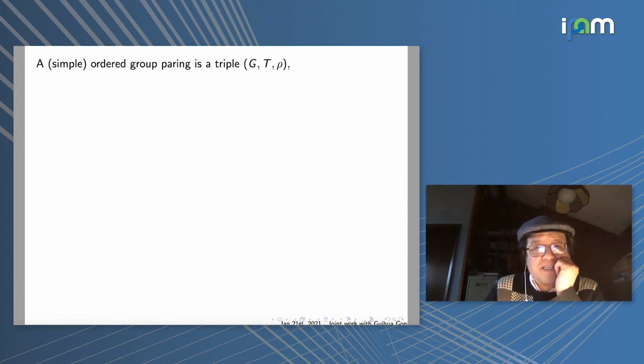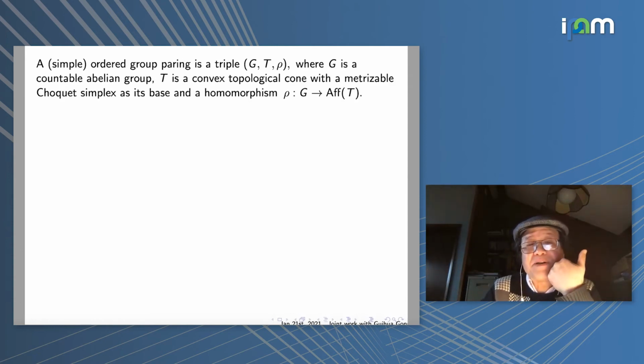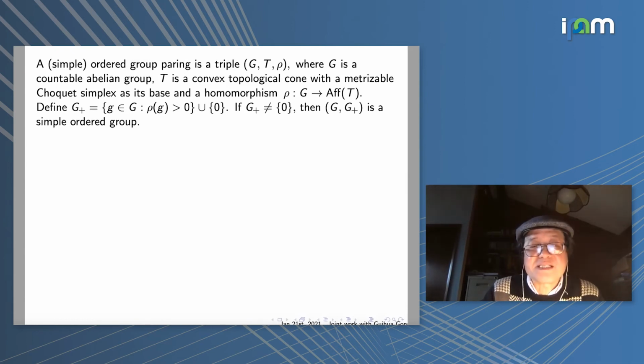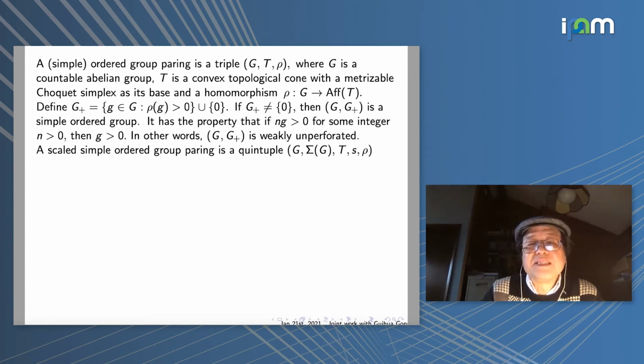So a simple ordered group pairing is a triple. G is any countable abelian group. T is a convex topological cone with a metrizable Choquet simplex as its base, and rho is a homomorphism from G to the real continuous affine functions on T. And it automatically gives you a positive cone. If G positive is not zero, then it is a simple ordered group. It's always weakly unperforated.